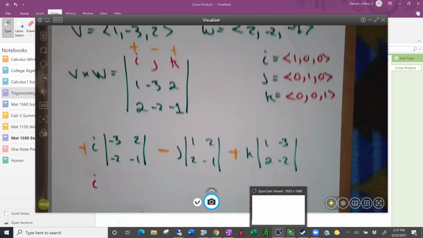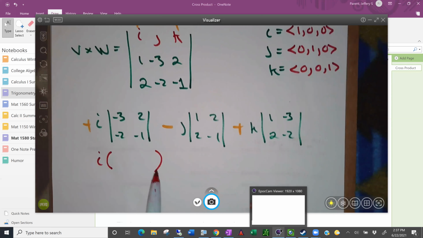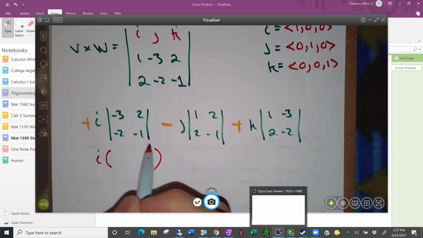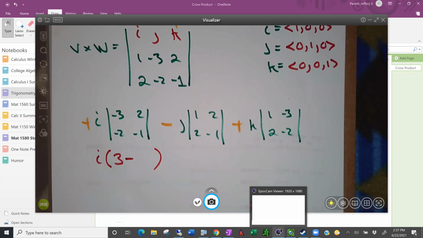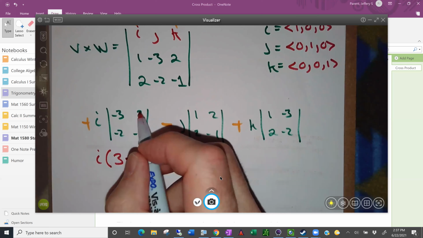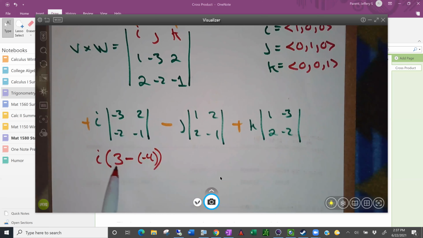This is going to be i. And since this is a 2 by 2 determinant, it's going to be the product going down. Negative 3 times negative 1 is positive 3, minus. And write that minus before you do your calculation of the product going up. Product going up is negative 2 times 2, which is negative 4. So you got a double negative there. That's okay.